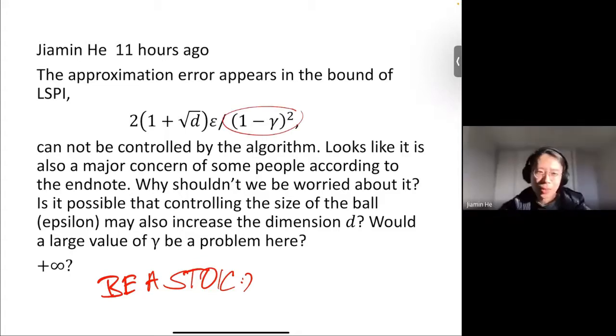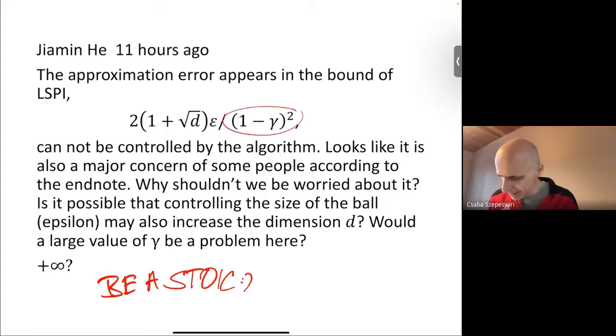Actually, it's part of the question, right? Like it's at the end. If gamma gets very close to 1, that factor also blows up. So should we be worried? Absolutely, we should be worried about it.